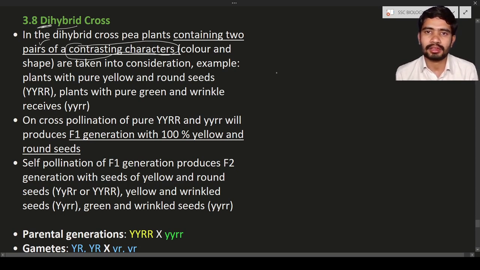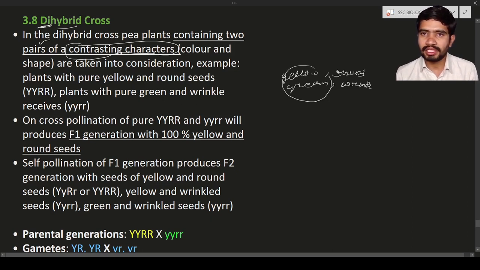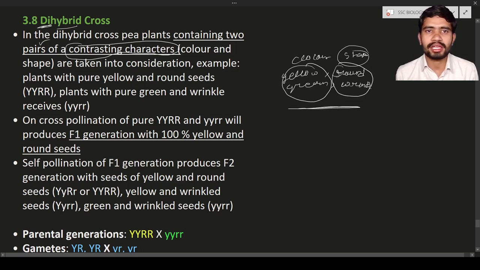One character is for the color. What type of color? It may be yellow, or it may be green. Next, the structure or shape may be round, or the shape may be wrinkled, okay? So this is one characteristic and this is a second characteristic. The first is for the color, and this is for the shape. Such a cross between these 2 types of genes is known as 2 pairs of contrasting characters.